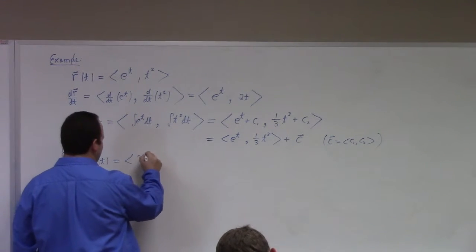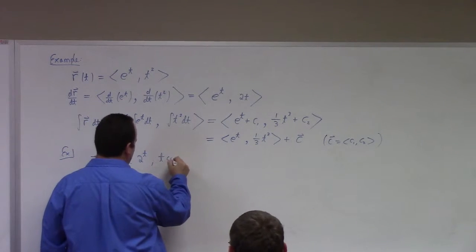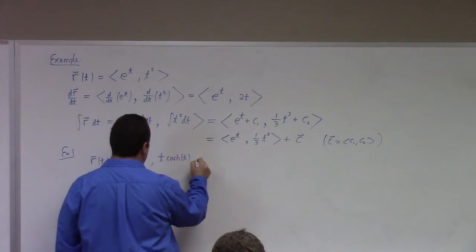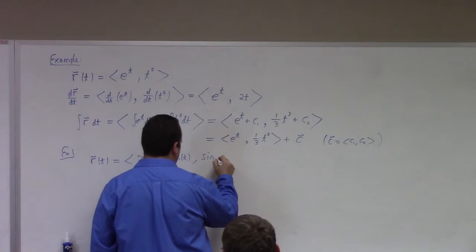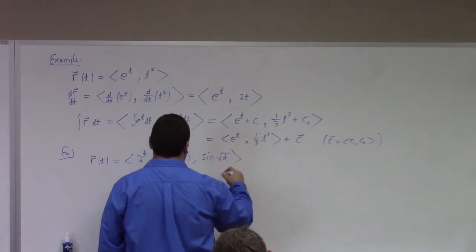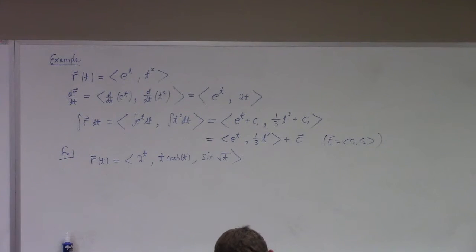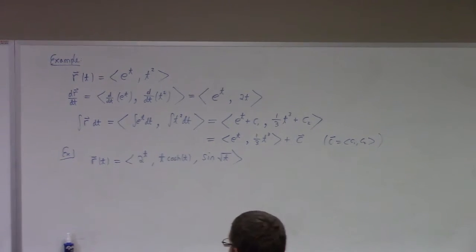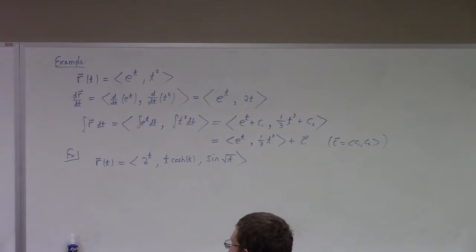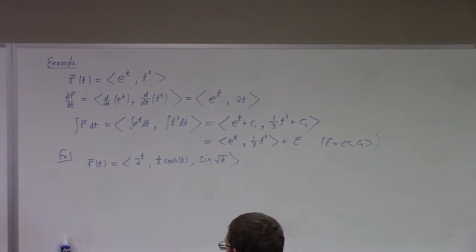Very good. 2 to the t, times the hyperbolic cosine of t, and the sine of the square root of t. How would we differentiate this thing? Did you zoom in, by the way? Because if it's zoomed out like I had it, it won't be good. Okay, cool.